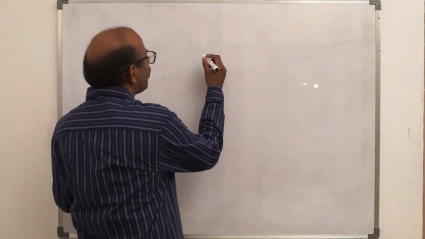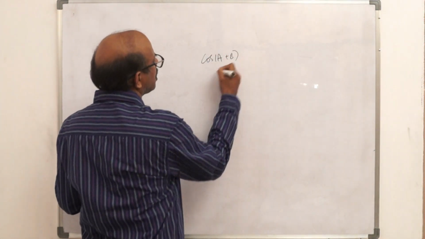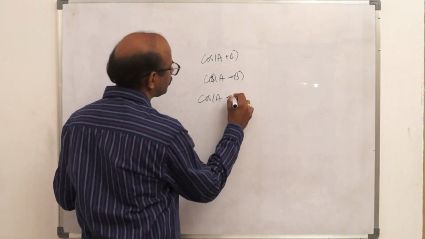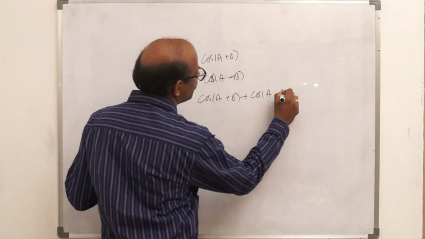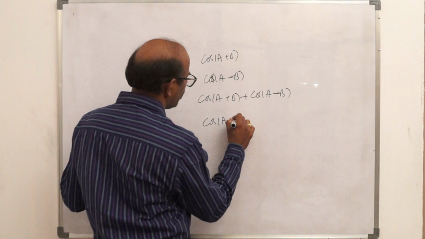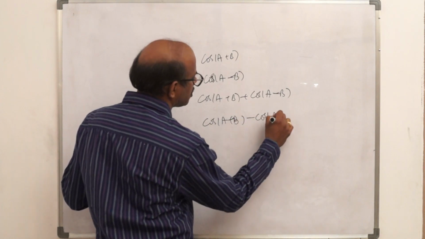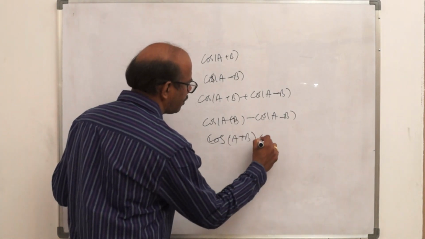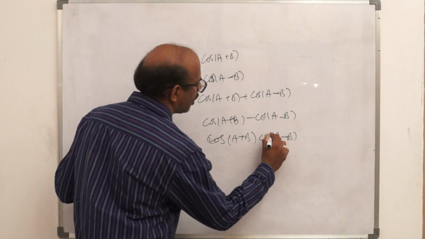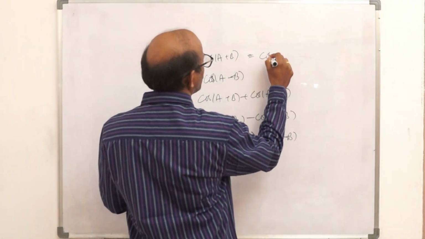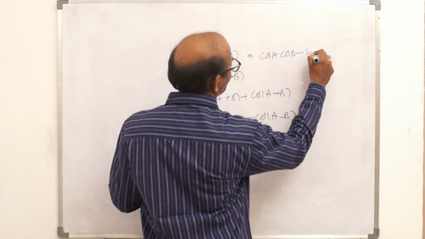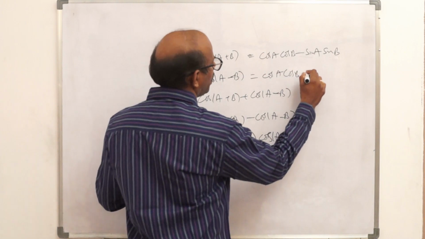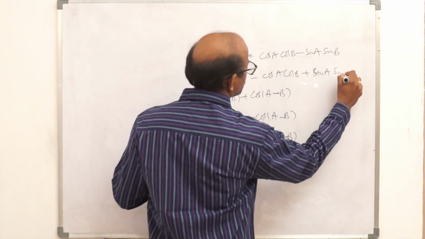Cos compound angle formulas. Cos of A plus B, cos of A minus B, cos of A plus B plus cos of A minus B, cos of A plus B minus cos of A minus B, and cos of A plus B multiplied by cos of A minus B. Cos of A plus B is cos A cos B minus sin A sin B. Cos of A minus B is cos A cos B plus sin A sin B.